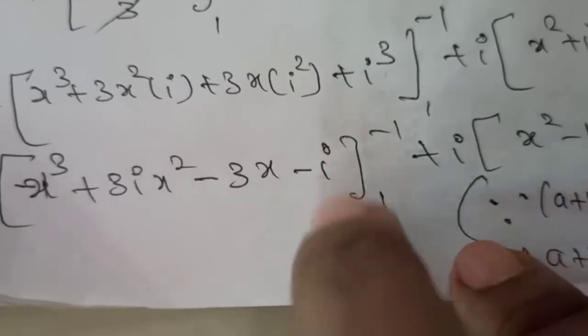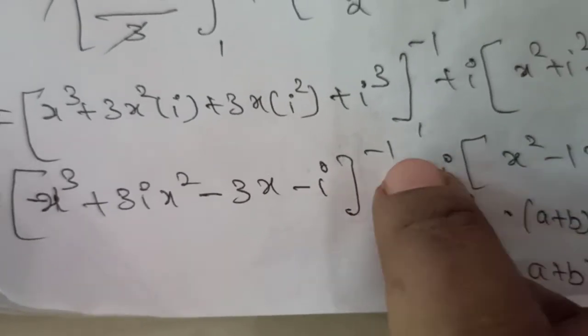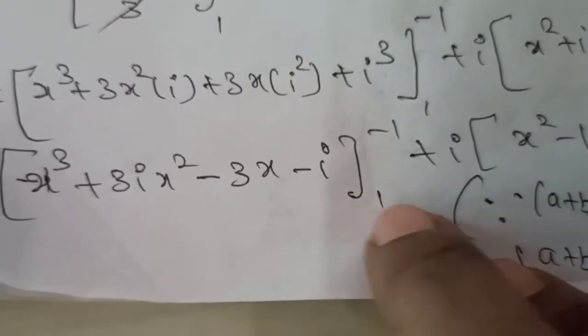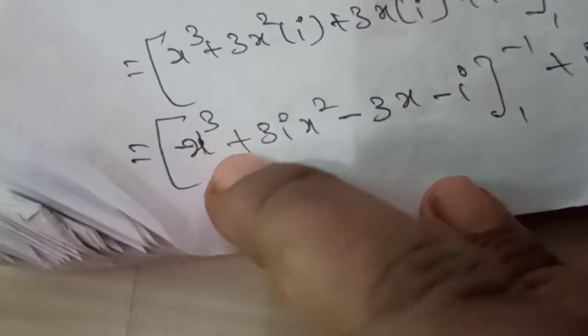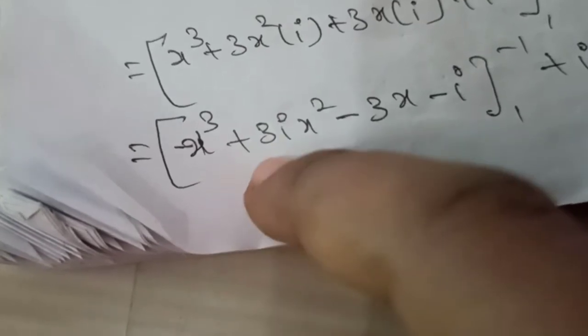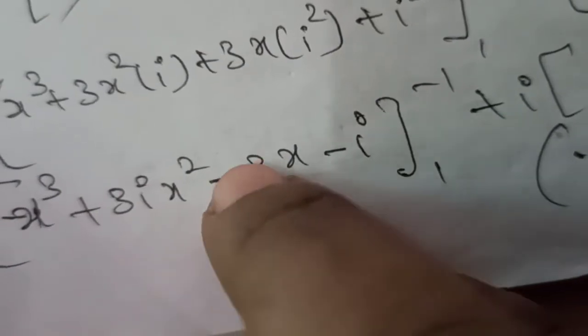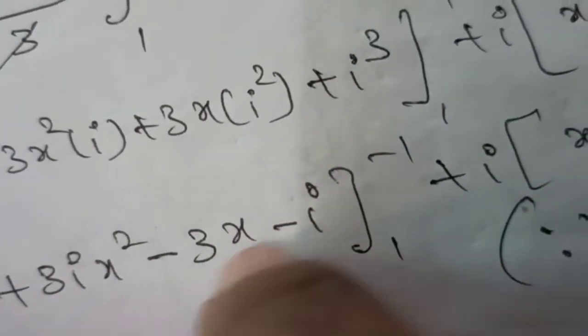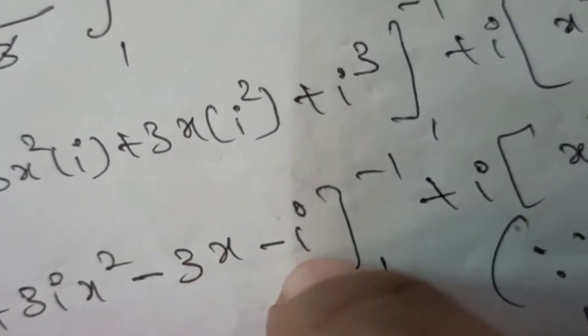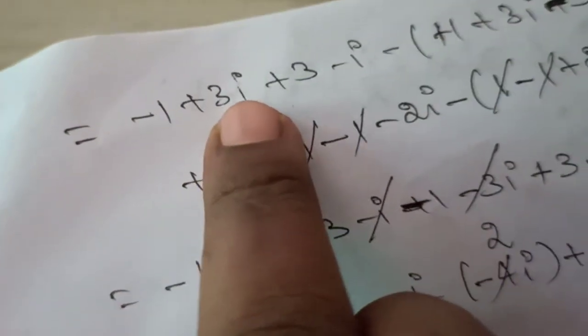Now apply the limits value. First substitute the upper value, x equal to minus 1, then substitute the lower value, x equal to plus 1. First put x equal to minus 1. Substitute in this equation: minus 1 the whole cube becomes minus 1. Here plus 3i into minus 1 the whole square becomes plus 3i. Minus 3 into x value, substituting minus 1, minus into minus i, so plus 3 minus i. Write here minus 1 plus 3i plus 3 minus i.